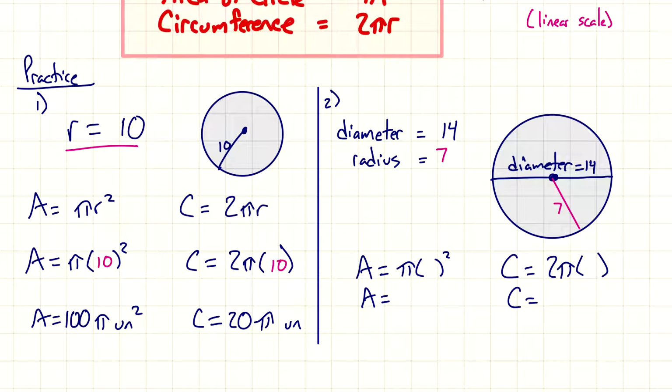The whole goal of this is to figure out what the radius is so that we can plug it into our equations. So I'm going to let you plug that in and tell me what's the area of this circle with diameter equal to 14.